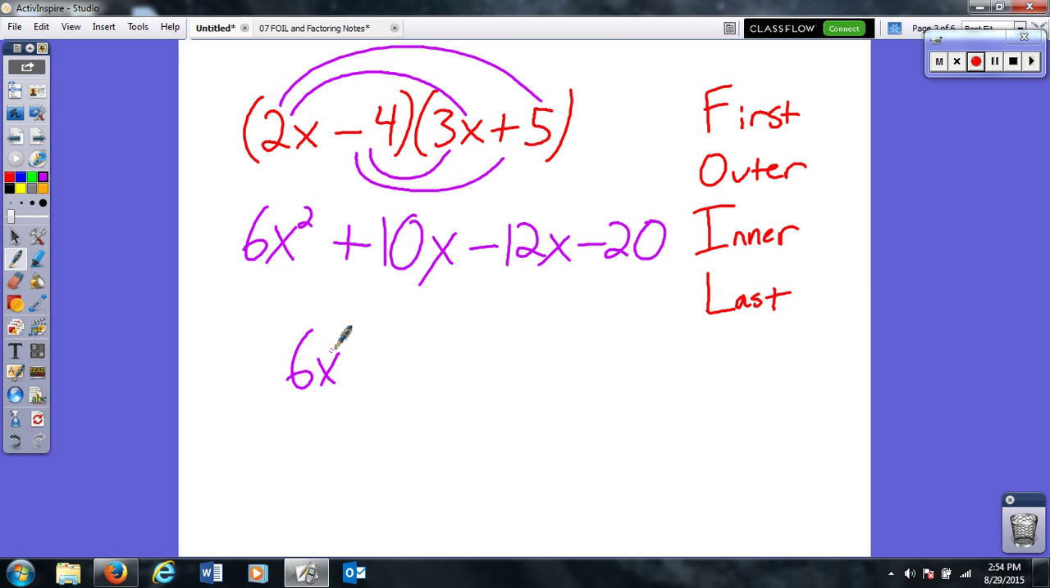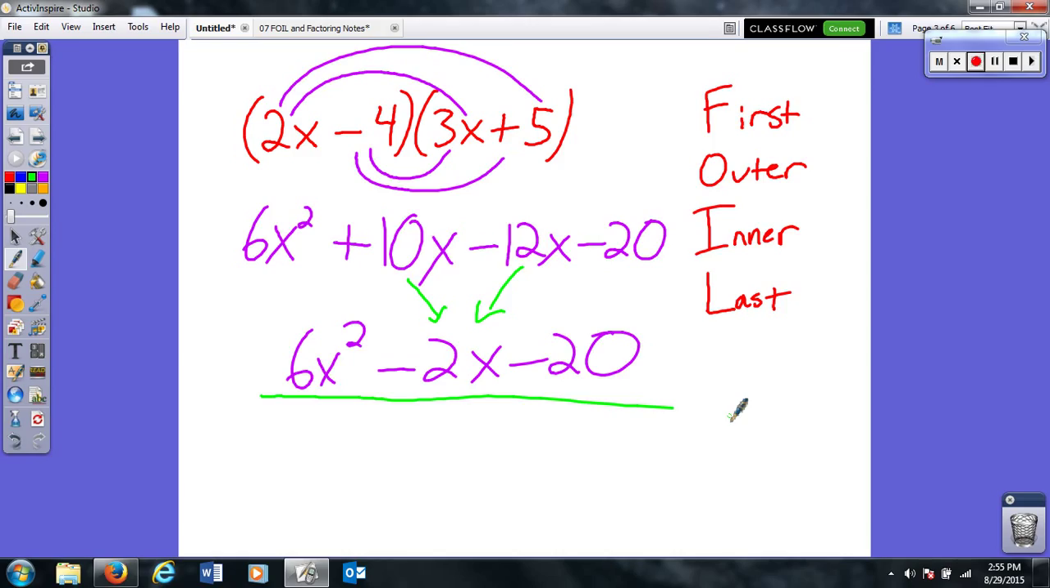Combine like terms. So that's the 10x and the negative 12x combined together to give that negative 2x. And we get this trinomial, 6x squared minus 2x minus 20.